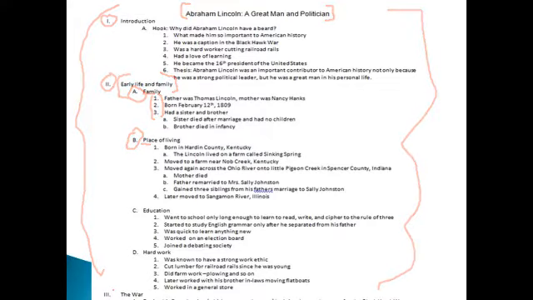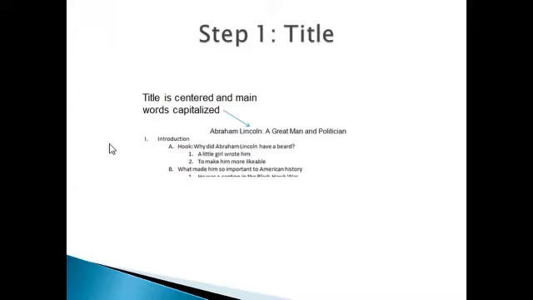Let's go ahead and begin with step 1. As mentioned before, the first step of creating a formal outline is to make sure that you have a title centered at the top of your page. Think about your topic. For our sample outline here, you'll notice our topic is about Abraham Lincoln. So they've not only listed Abraham Lincoln, but also some great descriptive words to describe roughly what their paper is going to be about. Abraham Lincoln, a great man and politician. Notice that the title will always be centered on the page and all of the main words capitalized. Once you have your title written, you will actually begin the outlining process.